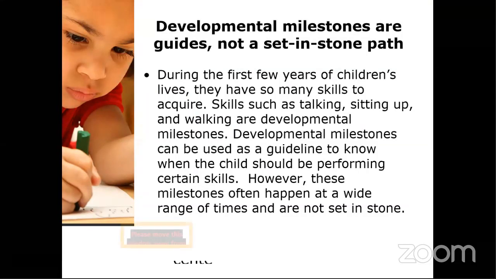During the first few years of children's lives, they have so many skills to acquire, such as talking, sitting up, walking, which are developmental milestones. Developmental milestones can be used as guidelines to know when the child should be performing certain skills. However, these milestones often happen at a wide range of times and are not set in stone. This should be kept in mind.